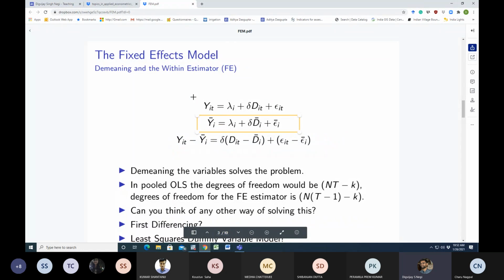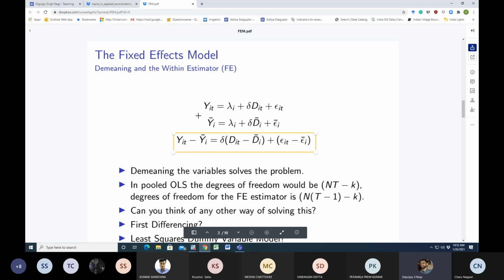So this is our actual data. We take time averages on both sides, so summation over T of Y and similarly summation over T of DIT. You get this regression, and this regression is called the between regression. Once you subtract the between from this, you get the within regression. So this is the overall, the between and the within.